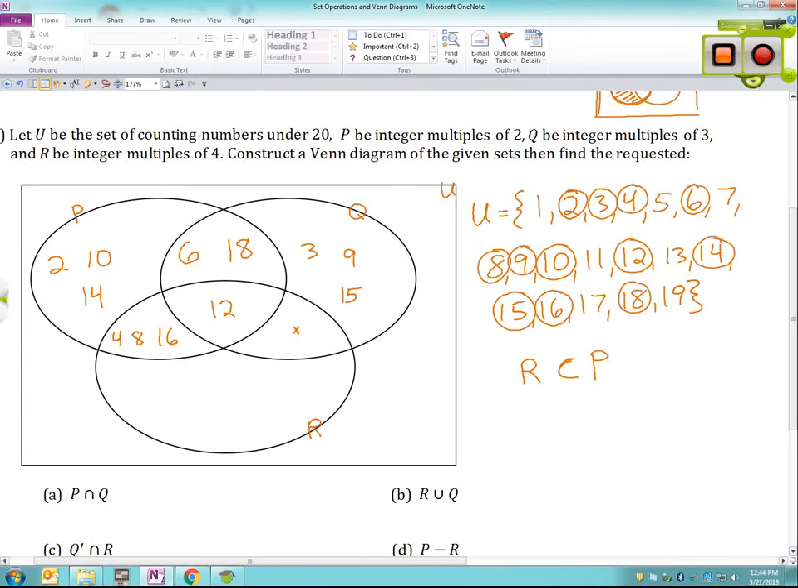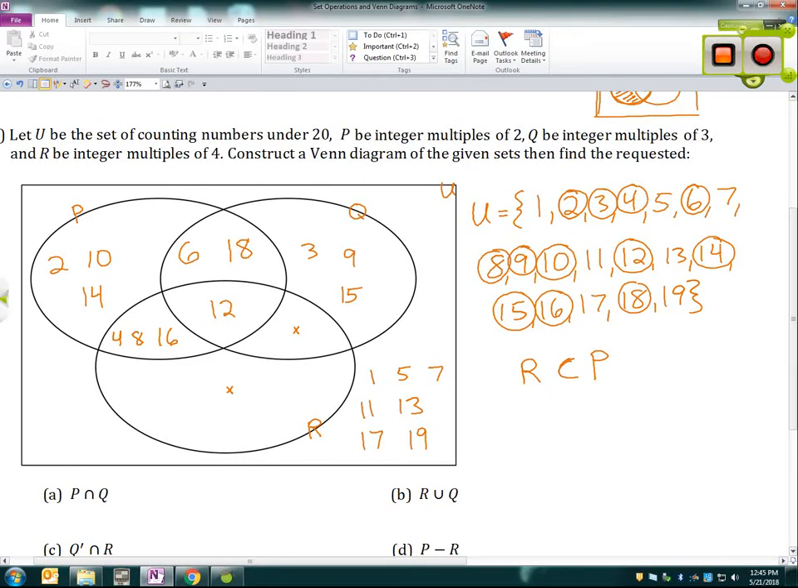And multiples of R that are not already named. Okay, well remember we said R is a subset of P, so there are no elements unique to R. Okay, so I'm going to put a little X there just to keep track as well. Okay, I do still need to consider the rest of the unused entries. Those are going to go inside the box, but I'm going to put them outside the bubble. So that's going to be 1, 5, 7, 11, 13, 17, and 19. These are still part of our universal set, but not part of any of the 3 subsets.